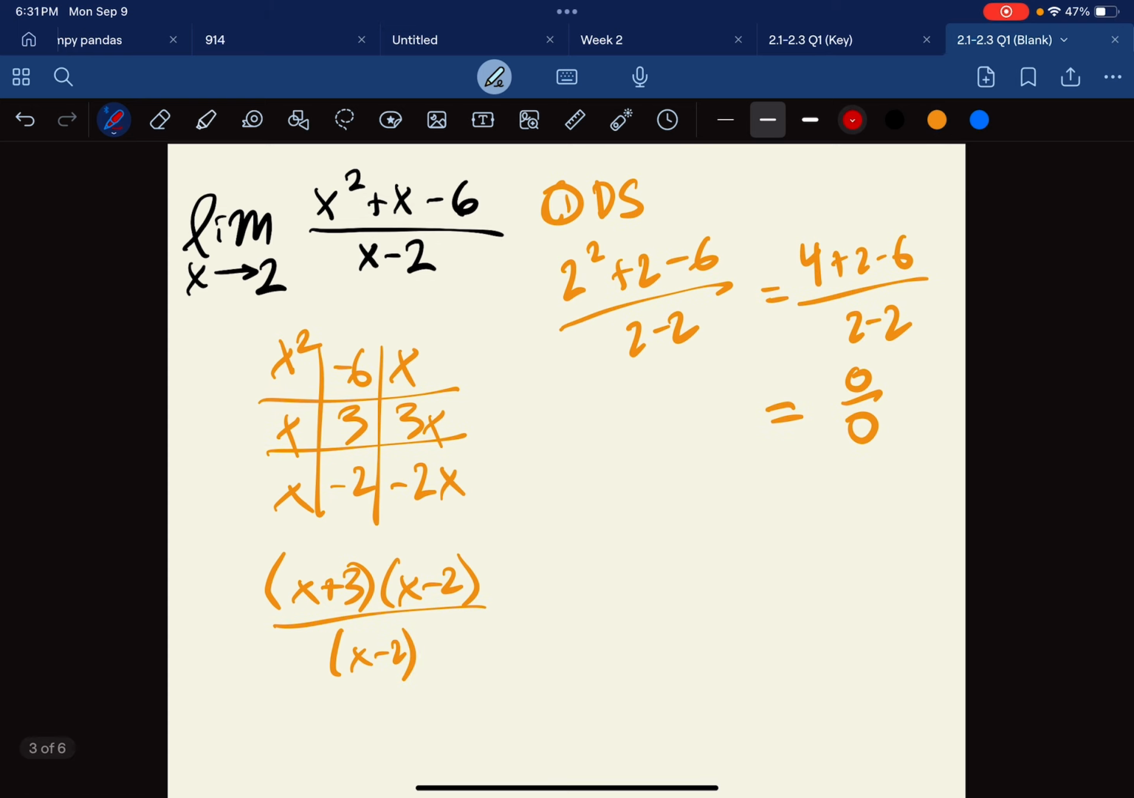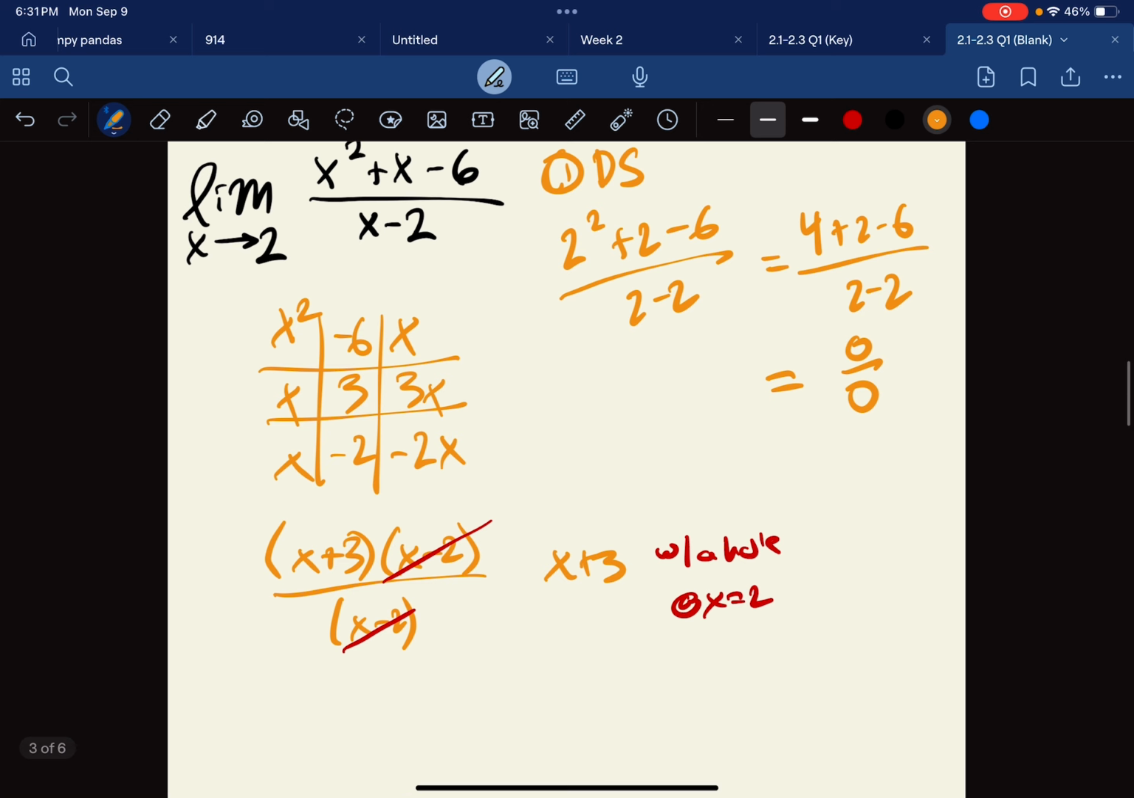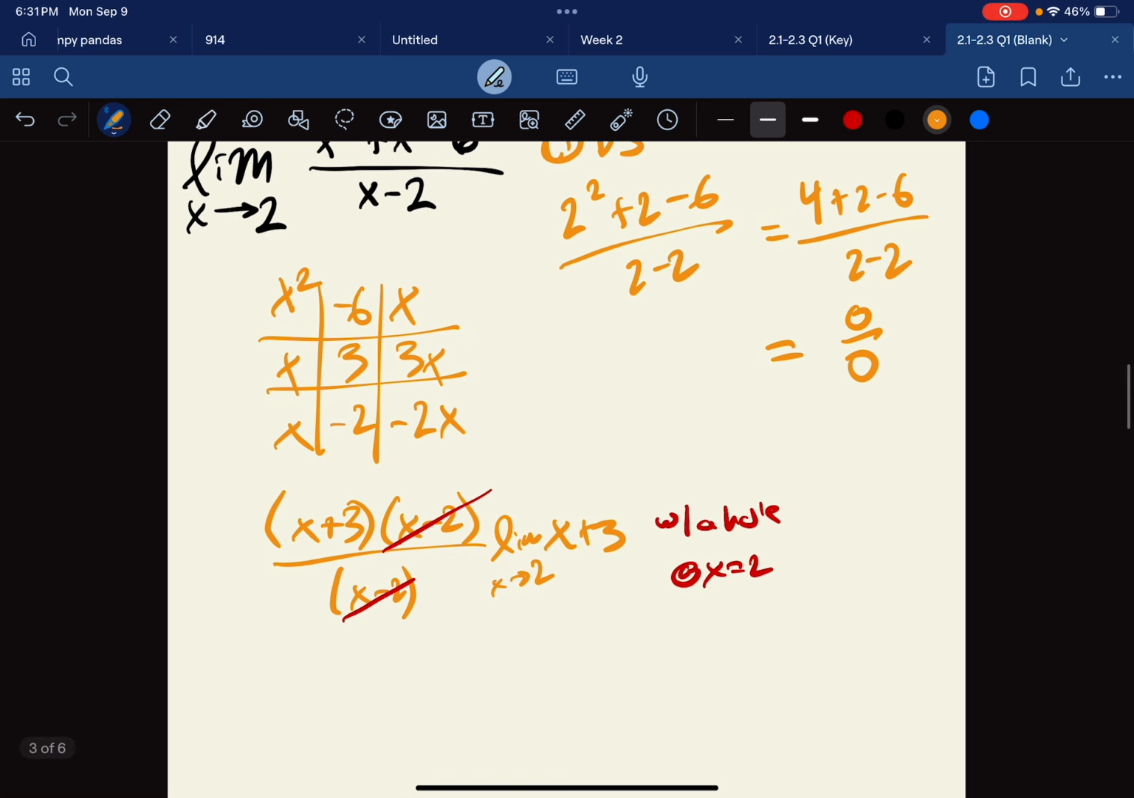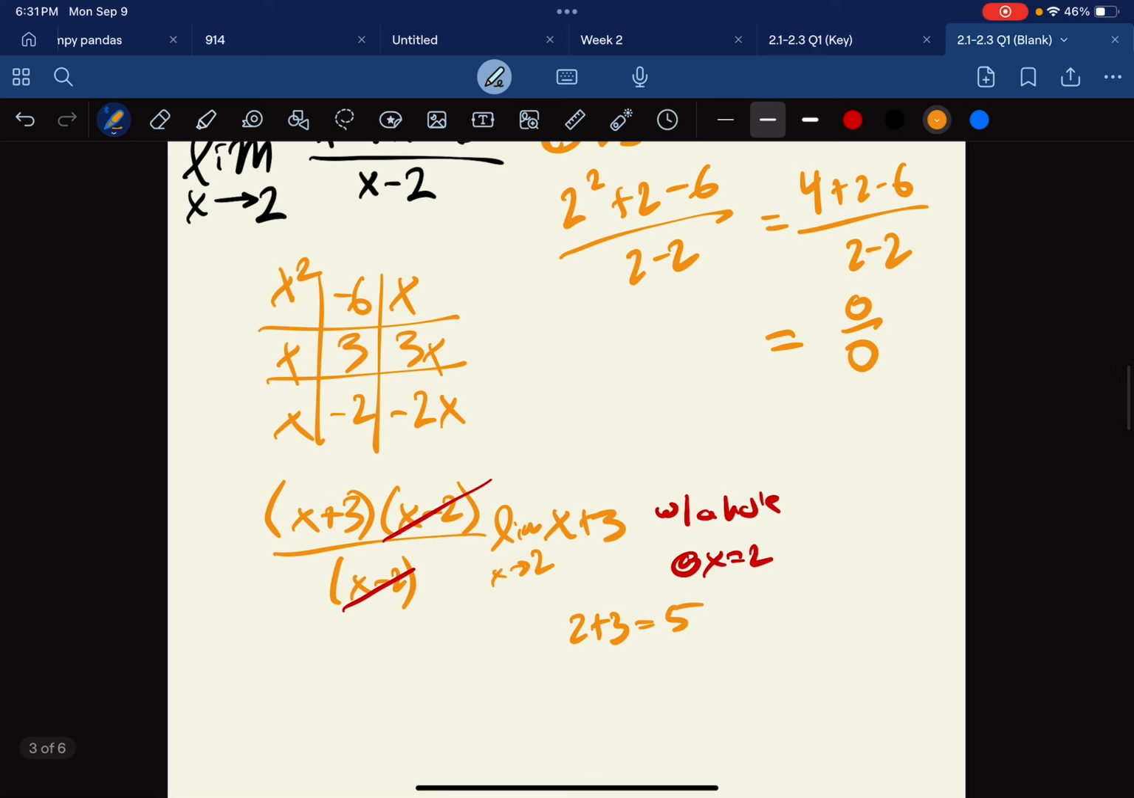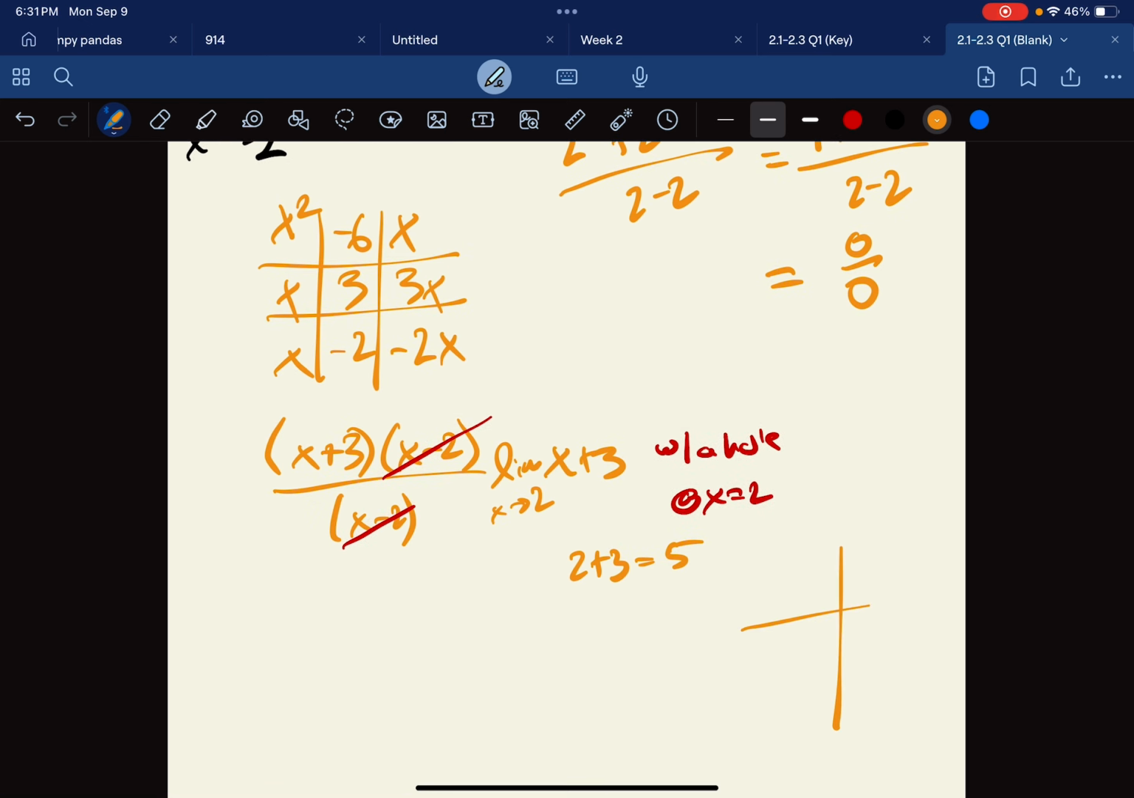But so you get this, and then you get your 2 x minus 2 terms to cancel out. So you're left with x plus 3 with a hole at x equals 2. But since we're asked for the limit as x approaches 2 of this, we can just straight up plug that in. So we get 2 plus 3, which equals 5.